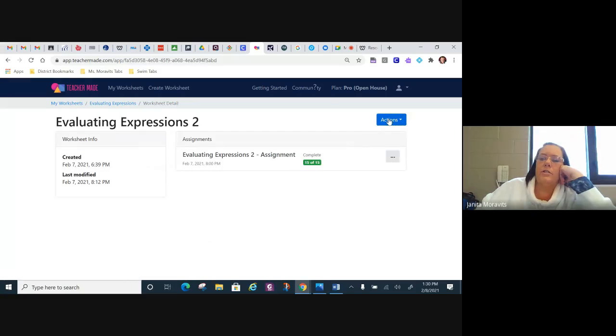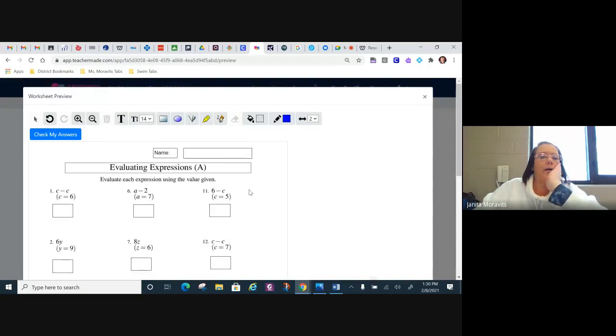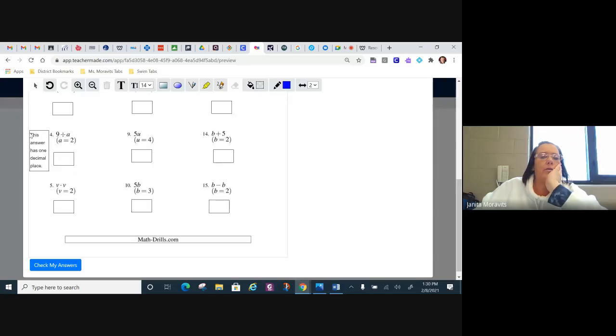Evaluating expressions 2 is much like that one. Right down here, notice it says this answer has 1 decimal place. That means you can put it in as the fraction, or you can put it in with the 1 decimal place. I'd prefer the decimal place on this one, but it does not matter to me.